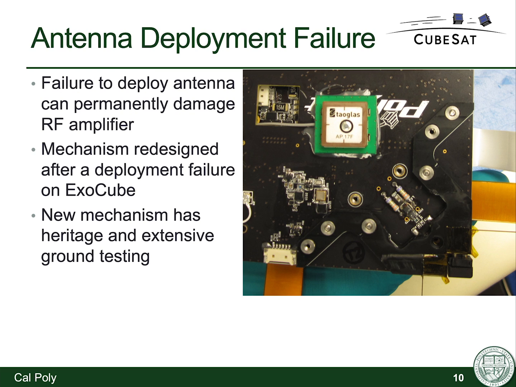The first thing is that we decided to redesign the entire antenna deployment mechanism after the ExoCube failure. You can see a picture of the new mechanism here on the right. It's a lot more robust. It has gone through hundreds of deployment test cycles, both in lab and in a relevant environment, and it has flight heritage on a couple of missions prior to ISX. So even though it's a possibility, we feel that it's not a strong possibility.